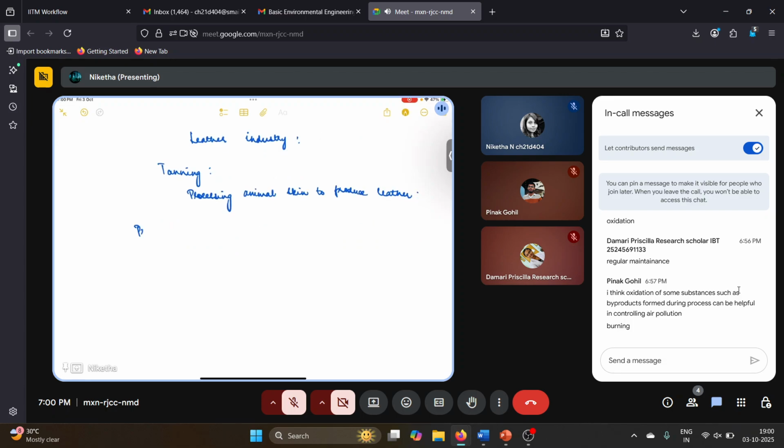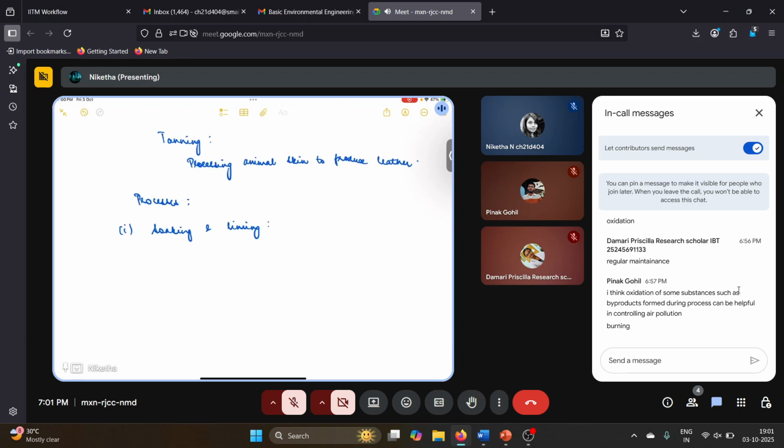So first process is soaking and liming. So here the flesh is removed. So even after removing the skin from the animal, there could be some residual flesh which is sticking to the skin. So that is removed in the first process.